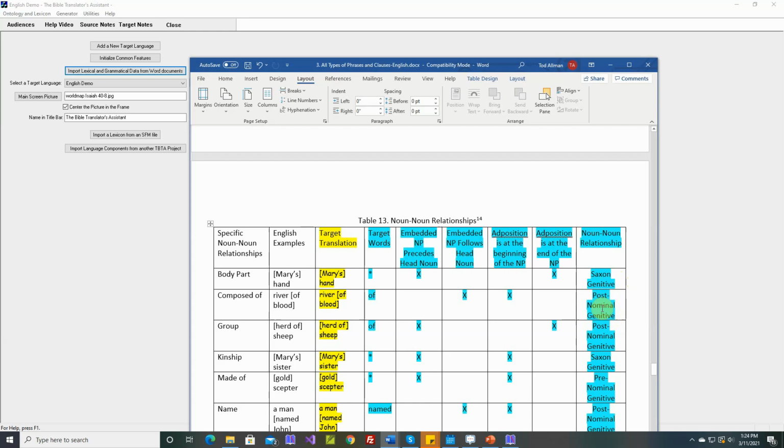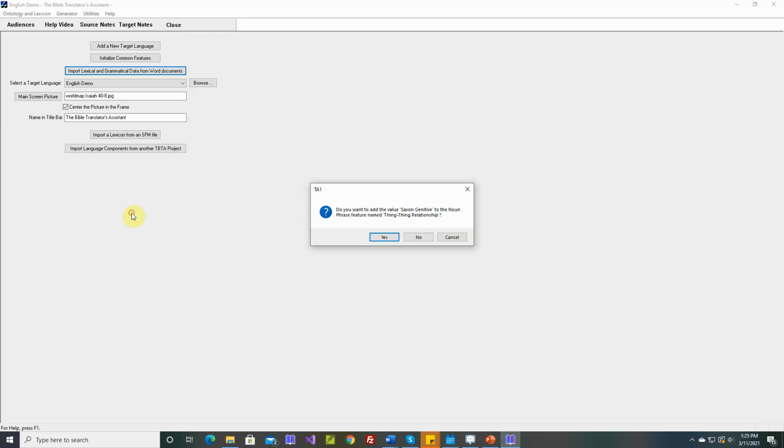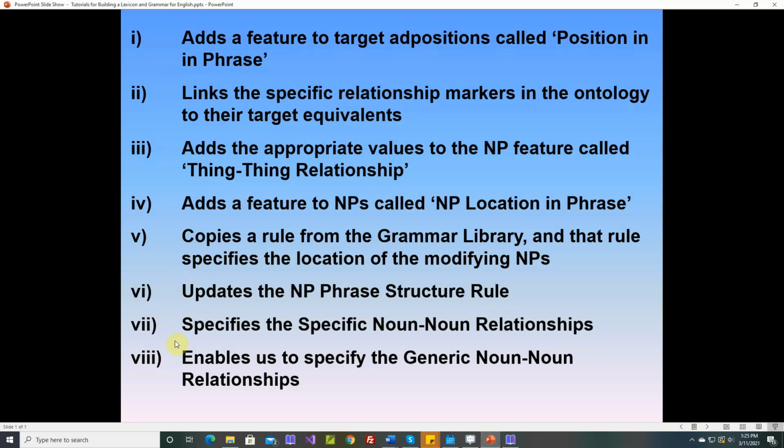But whatever labels you put in here, TBTA will ask you if you want to add them to a feature. So we're going to say yes. Do you want to add the value post-nominal genitive to the noun phrase feature name thing relationship? We'll say yes. Do you want to add the value pre-nominal genitive? We'll say yes. Norman genitive, yes. Okay, all of the selected tables were imported from the Word document. Okay, by importing that table, we actually just did a lot of things, 8 things. And I'll stop this video here, and the next video will talk about the 8 different things that were just done for us automatically when we imported that table.